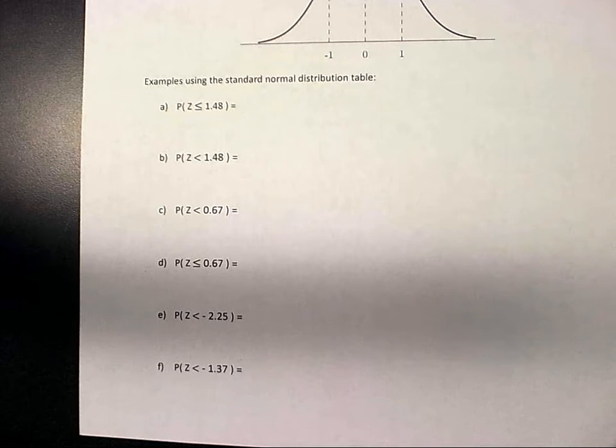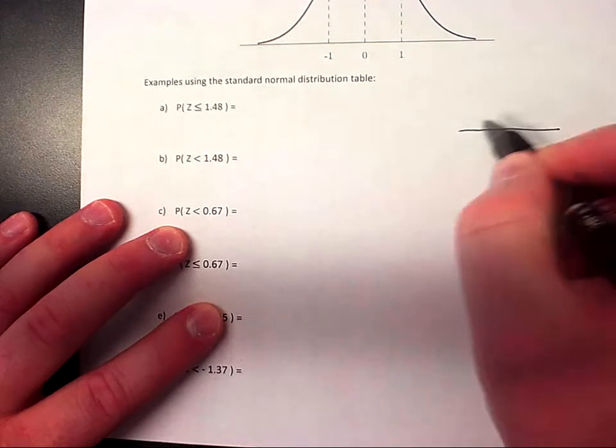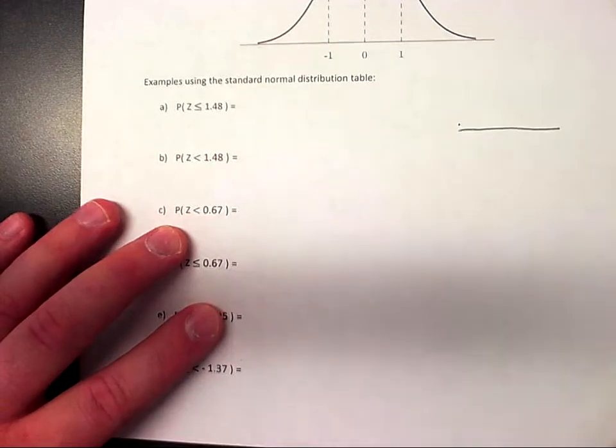Examples using the standard normal distribution. Let's say that you want to find the probability that z is less than or equal to 1.48. So let's first draw a picture, right? If we want to find the probability that z is less than 1.48, what we're saying here is this.